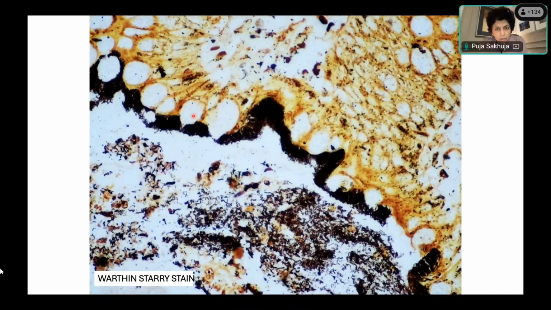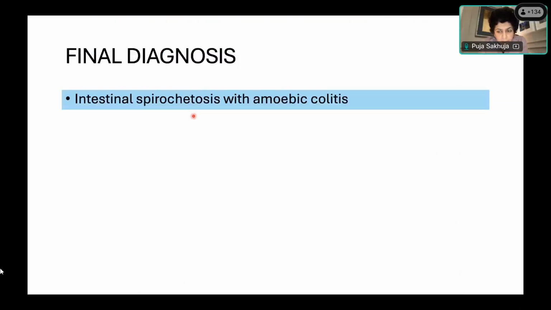Yes. Okay, so this Warthin-Starry stain can also be used for what other organism? Ma'am, H. pylori. Correct. Okay, very commonly used for H. pylori. What are the other stains we can use for H. pylori?